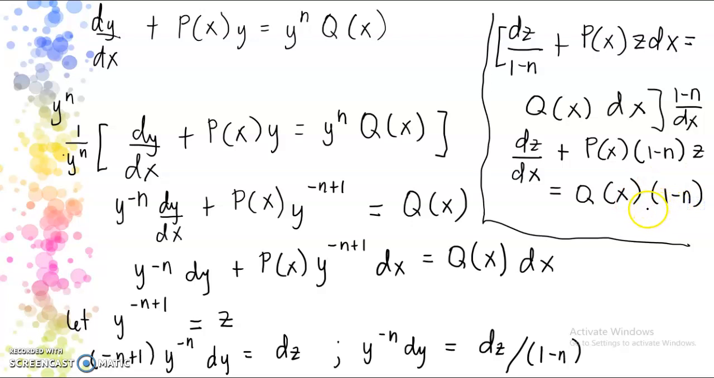Now, from this, the given equation is linear in z. Let us try to solve this one. Example 1.